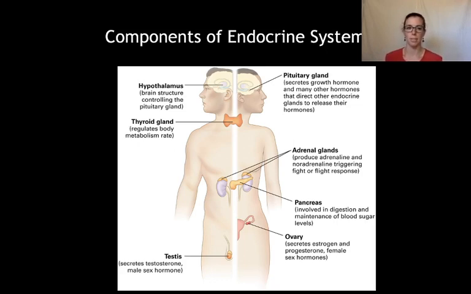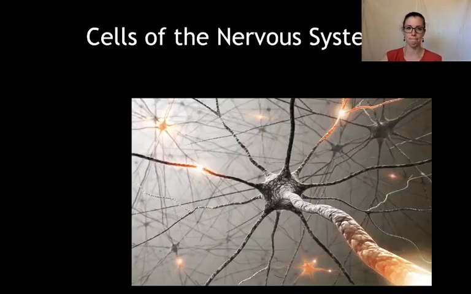Okay, the hypothalamus is the brain structure that controls the pituitary gland. The pituitary gland is considered the primary gland or the master gland. It sends signals to other glands in the body. Okay, and again, the endocrine system, basic behavior and bodily functions. Okay, and it's made up of glands.